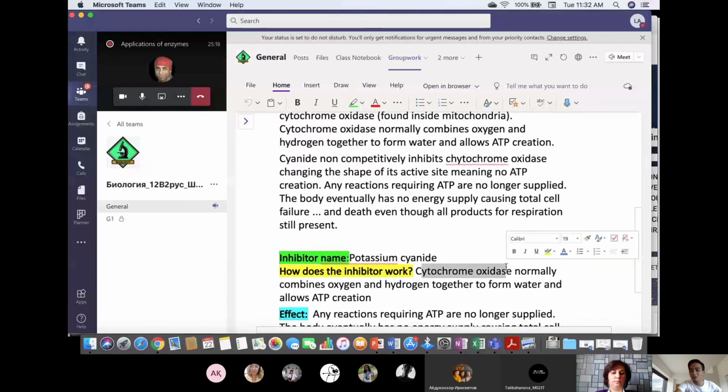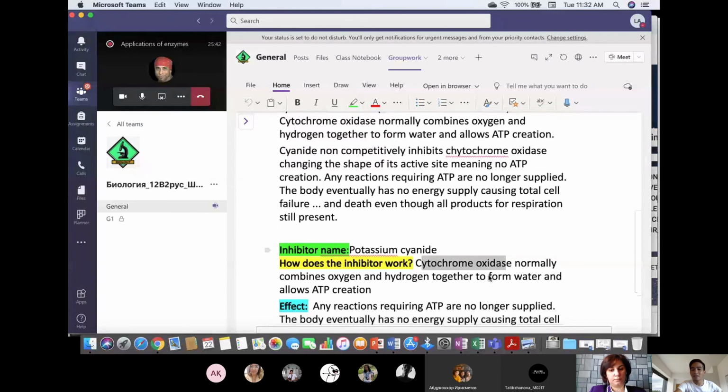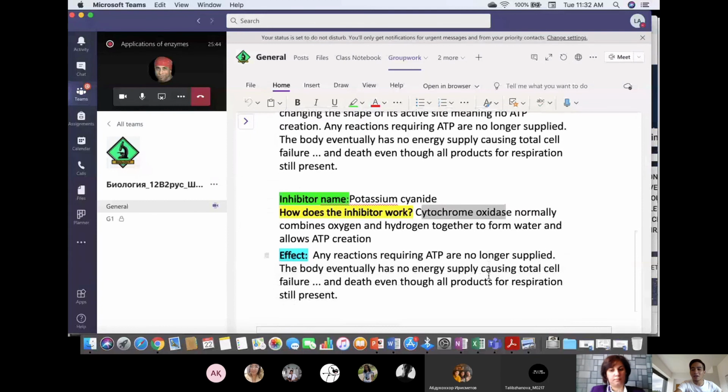Now, cytochrome oxidase is one of the enzymes in the electron transport chain. Remember, in cellular respiration, during ATP production, most of the ATPs are produced in the electron transport chain. And one of the enzymes there is cytochrome oxidase. So if cytochrome oxidase is inhibited, then the cell will not be able to produce enough ATP. So any reactions requiring ATP are no longer supplied.